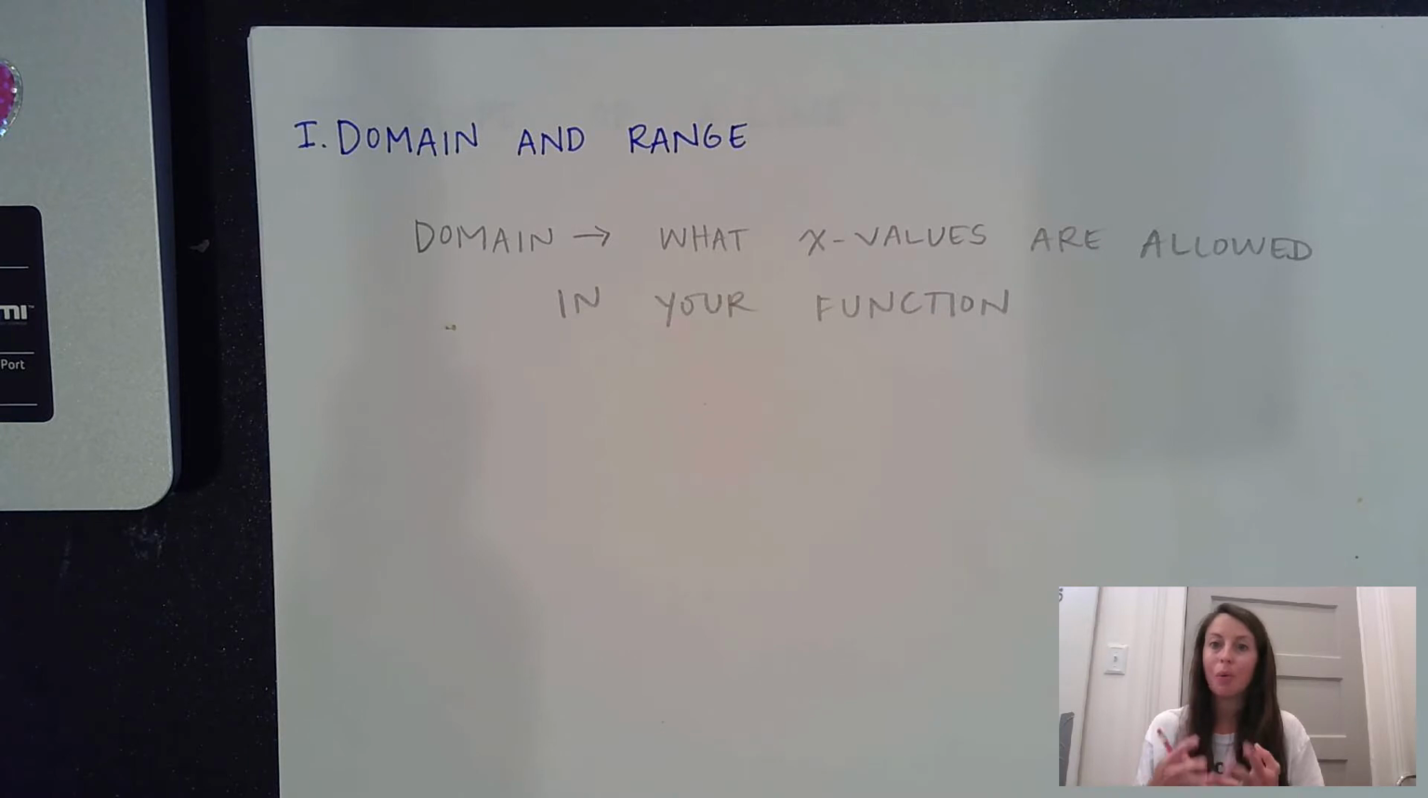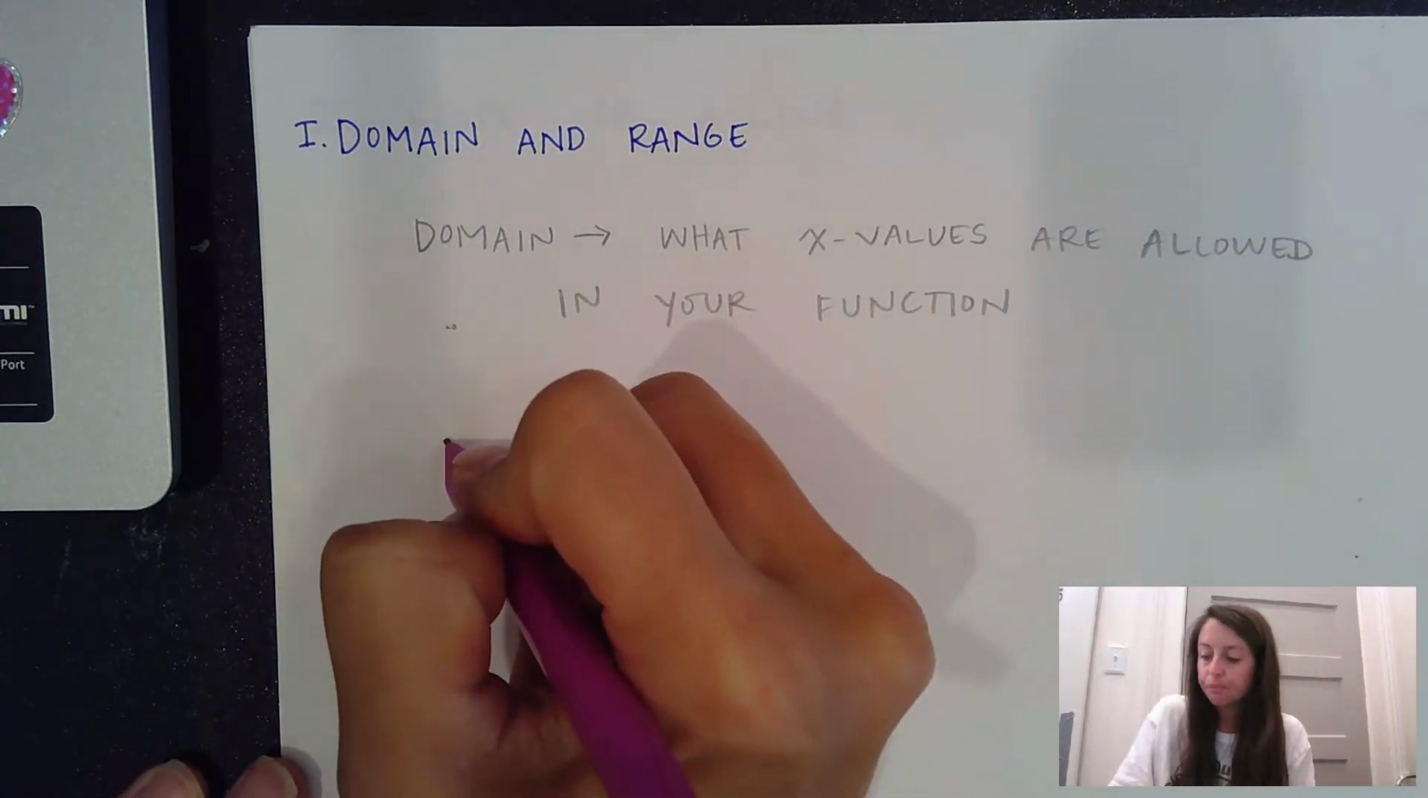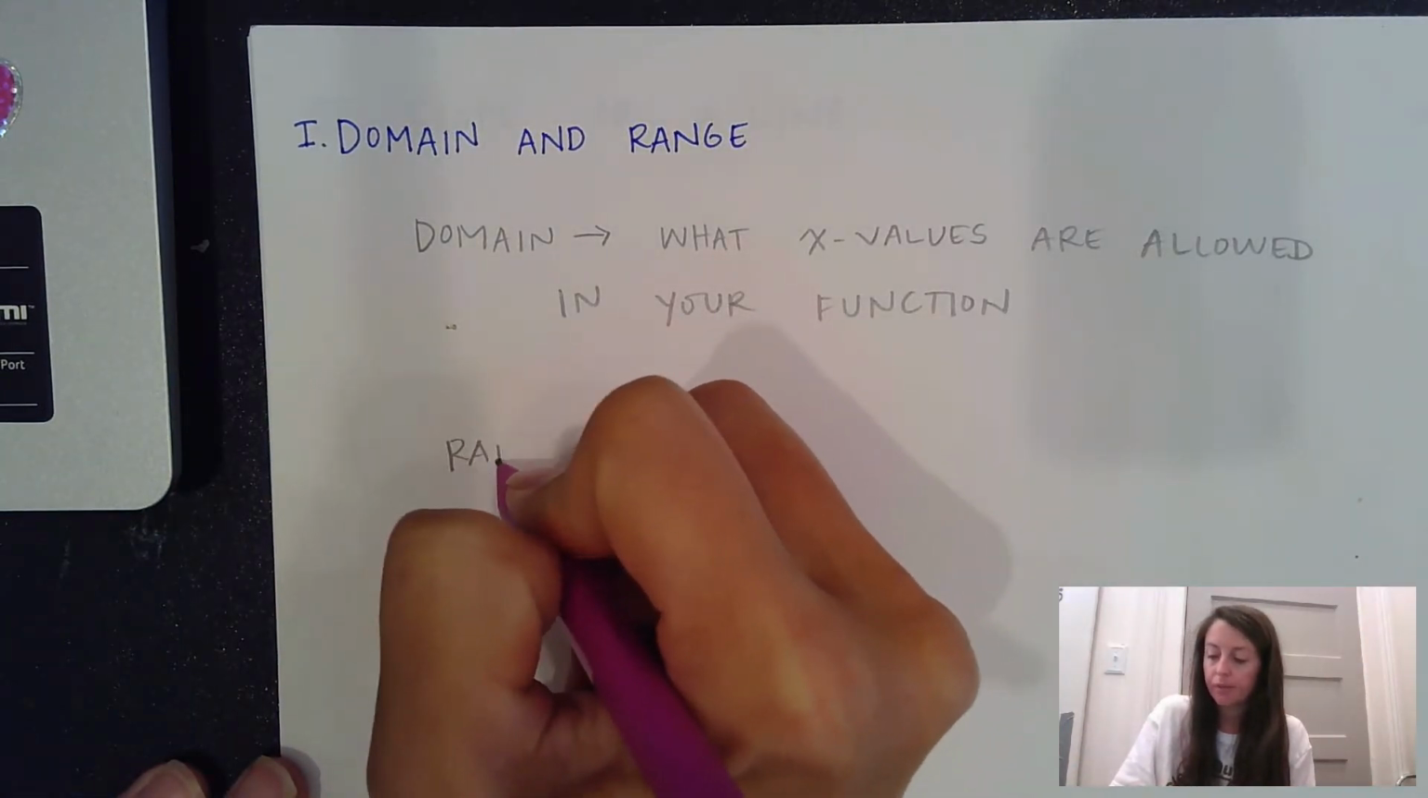If you had a rational function, which we've talked about some, that's when you have a fraction. You can't have a zero in the denominator, so you've got some special cases there. So you're going to have a restricted domain. Also with a radical function, you're going to have a restricted domain. We'll talk about some of those later when we get into other things.